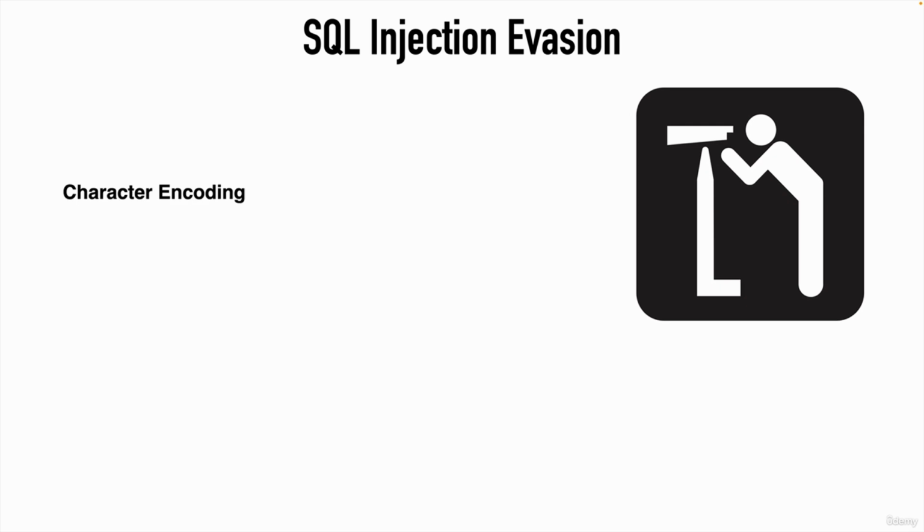So let's look at a few common evasion techniques for bypassing signature detection. First, we have the use of various encodings. This can include things like URL coding as an example.